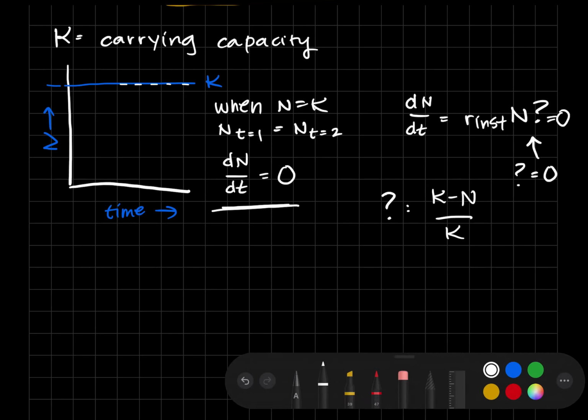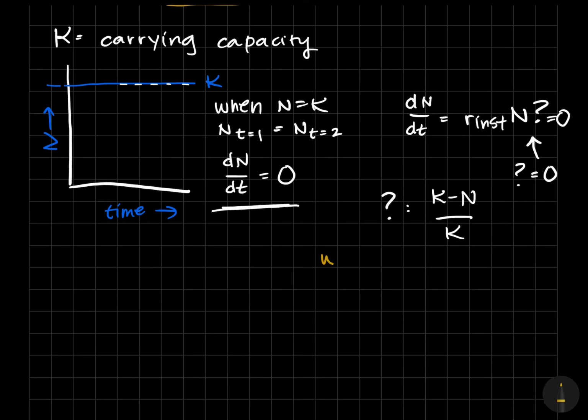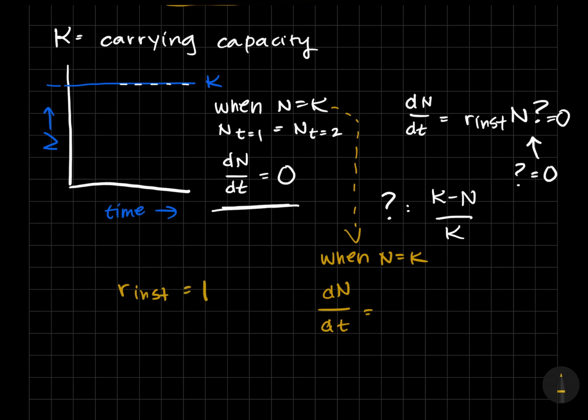So let's just change colors to solve for that one. When K equals N, or when N equals K, just like I wrote up here, we want our whole thing to equal 0. So we get our dN over dt equals whatever r inst times N is, and we're going to plug in some numbers for this right now. Why not? In our example, let's make r inst equal to 1. That would be strict doubling. So every generation, you have twice as many individuals as the generation before, as long as you're in the exponential growth phase, nowhere near carrying capacity. And then we're going to have our N. Let's just start it out at 10.